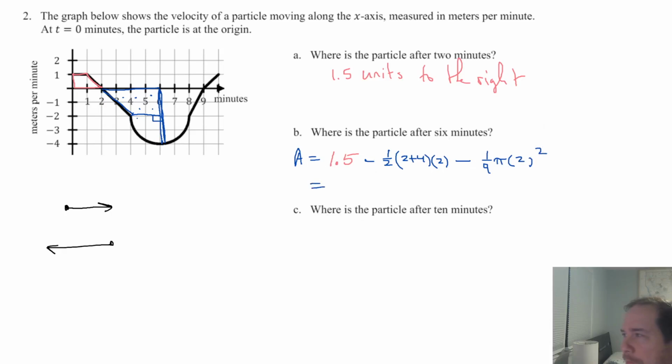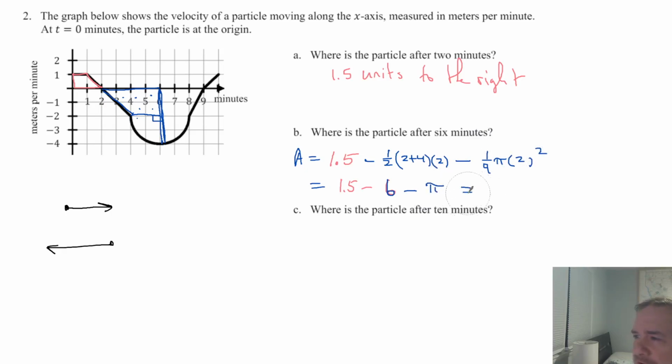So we're getting 1.5 minus 6, 12 divided by 2 is 6. And again, we already knew it was 6. We looked at the trapezoid and could see it was 6. But now I want to subtract from that a quarter of our circle. This is giving 4 pi, so a quarter of 4 pi is 1 pi.